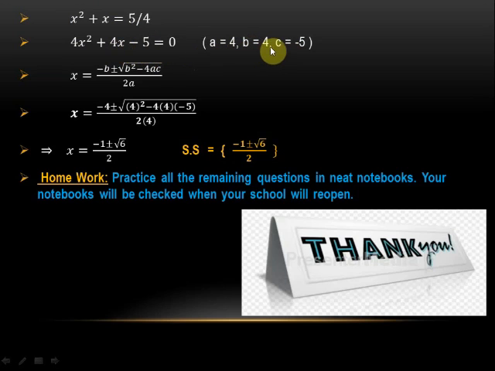So putting the values of a, b, c in the quadratic formula, we will get x is equals to minus 4 plus minus under root 4 square minus 4 into value of c minus 5 over 2 into value of a 4. On simplification by using quadratic formula, we will get the final solution x is equals to minus 1 plus minus under root 6 over 2. This is the solution set.